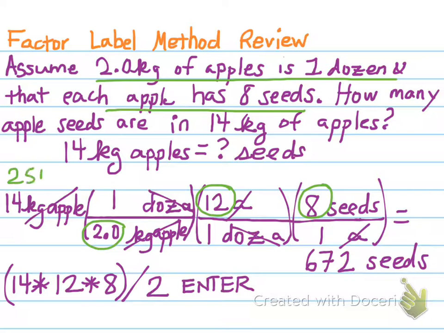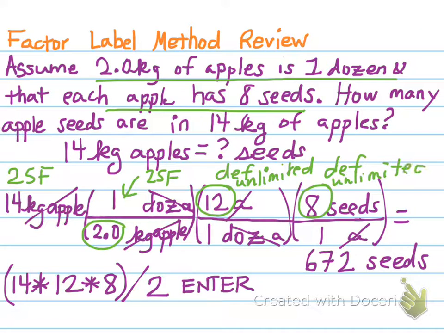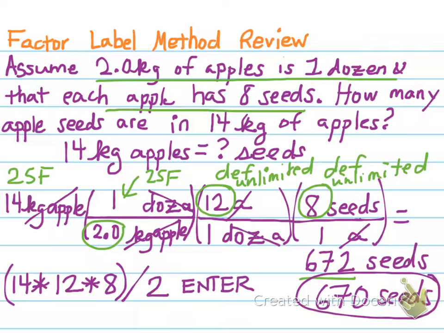Now, we do need to look at significant figures. 14 has 2 significant figures. This is a definition, so it would have unlimited. And we can say this is a definition as well, and therefore it has unlimited. So based on that, I really should only have 2 significant figures. So I need to rewrite this with 2 significant figures. So my answer is really 670 seeds. Okay.